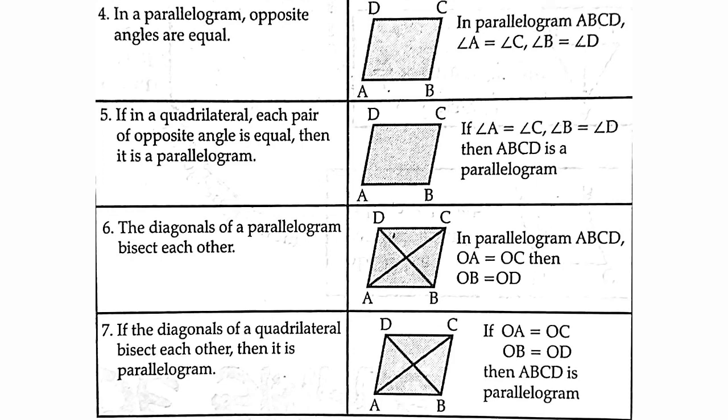6. The diagonals of a parallelogram bisect each other. So consider the parallelogram ABCD. Diagonals AC and BD, they bisect each other. It means OB is equal to OD. 7. If the diagonals of a quadrilateral bisect each other, then it is a parallelogram. Here AC and BD are the diagonals, and OA, OC and OB, OD are the pairs. Then ABCD is a parallelogram.